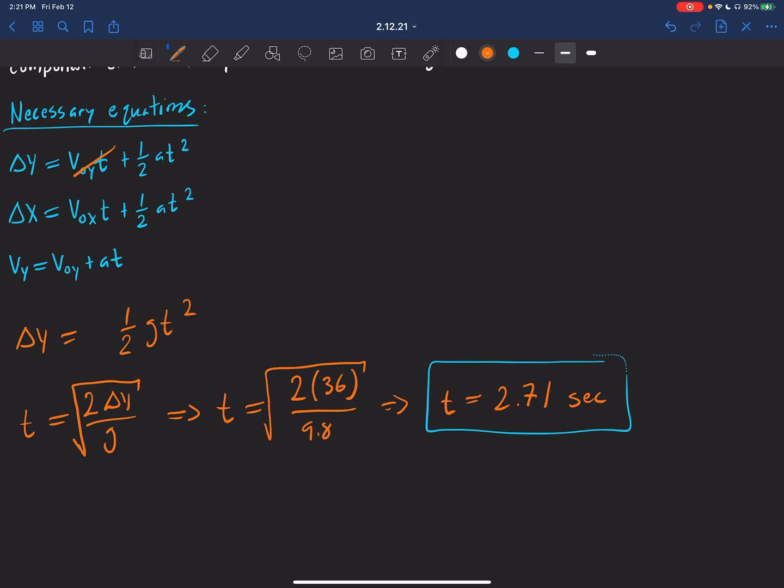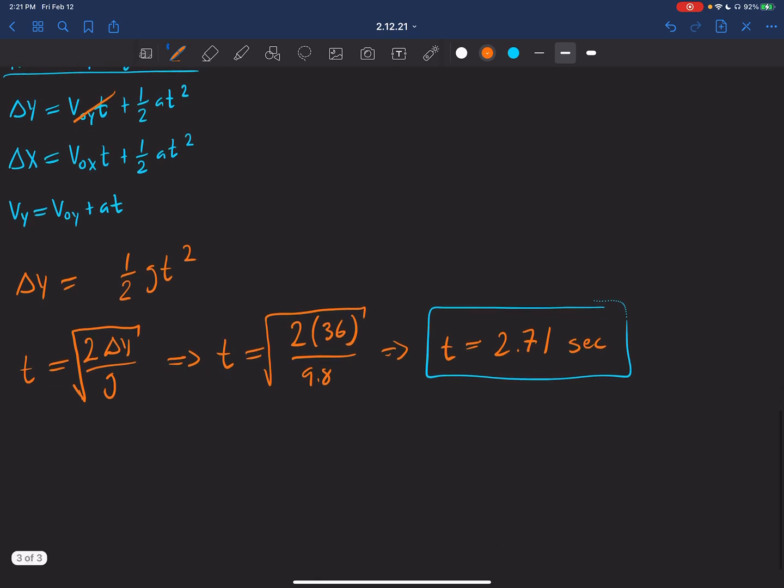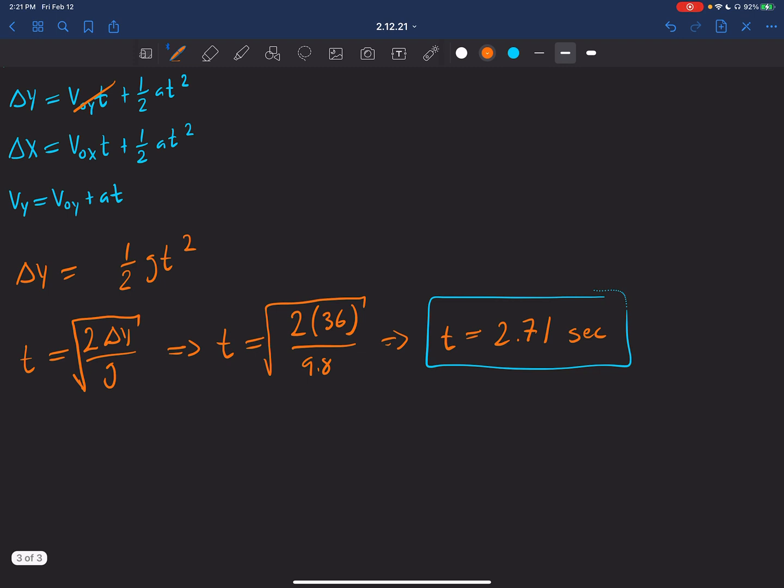The next part wants us to find the horizontal distance that the particle traveled. And so for that one, we're going to use the second equation written in blue there. And for this one, since we're in the x direction, there's no horizontal acceleration. So what we can do is cross out this whole term right here. And for this part, we're going to write that delta x is simply v naught x times the time.